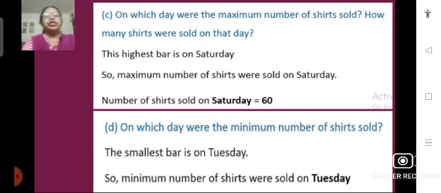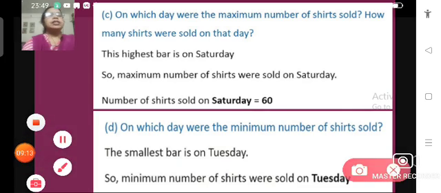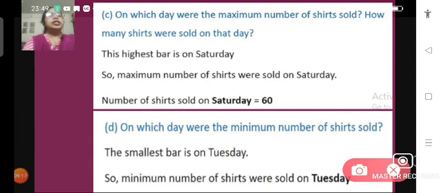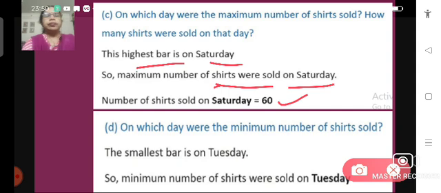Then question C, on which day were the maximum number of shirts sold? How many shirts were sold on that day? So on which day were the maximum number of shirts sold? The highest bar was on Saturday. So the maximum number of shirts were sold on Saturday. And what is the number of shirts sold on Saturday? It is 60.